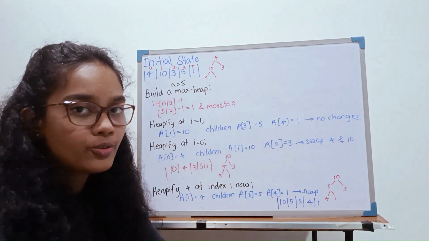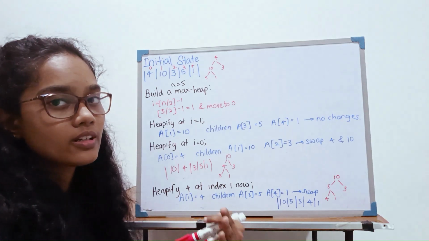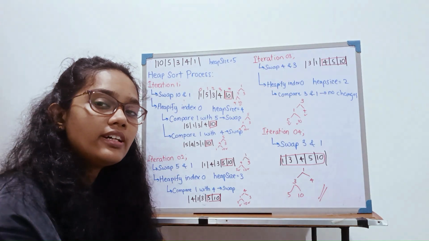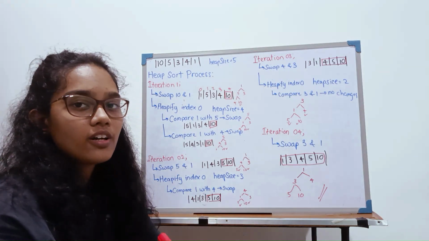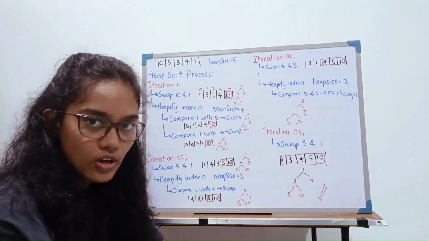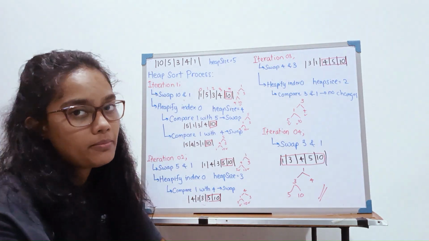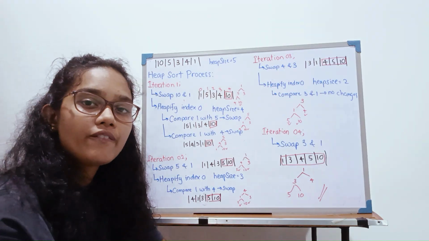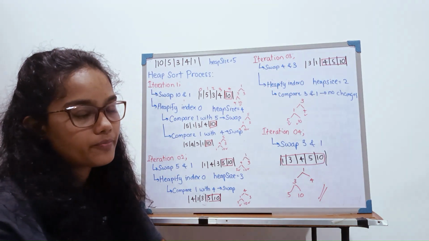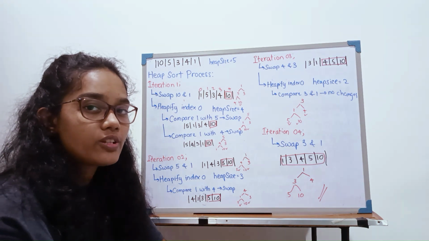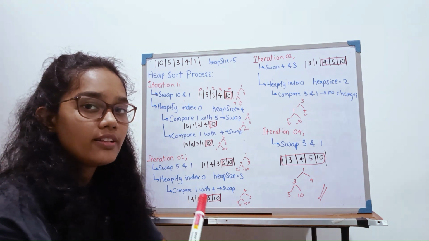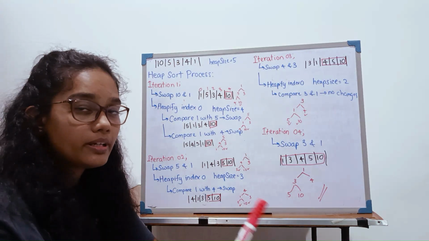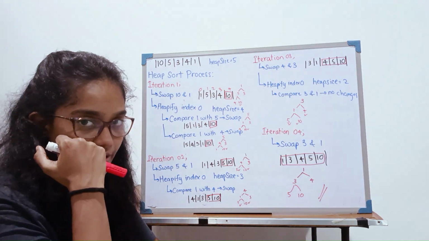Now we have to do the heap sort process. In the heap sort process, we repeatedly swap the maximum or the minimum element, which is the root, with the last element. In this case, we are swapping the maximum element and we reduce the heap size. Then we heapify down the new root and we repeatedly do this until our array is sorted.